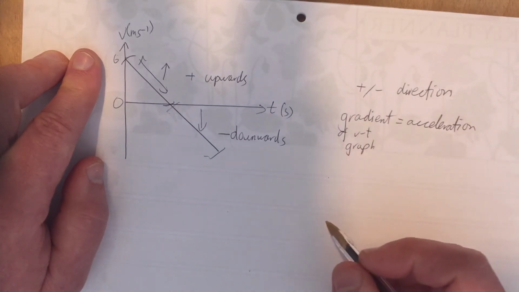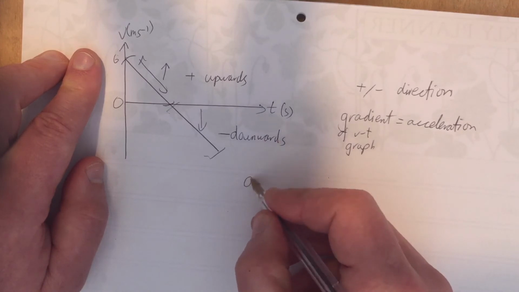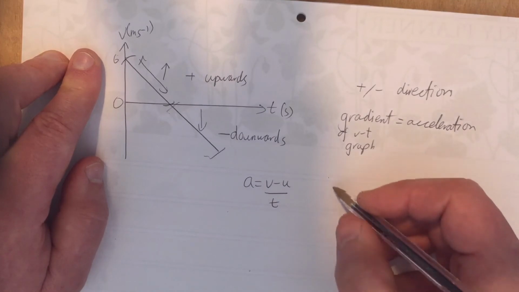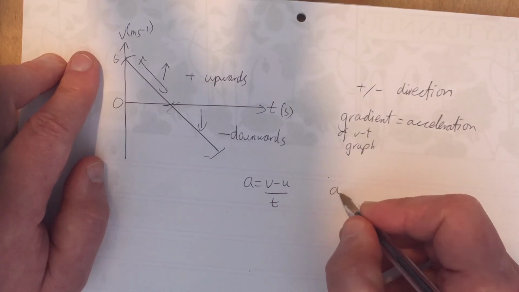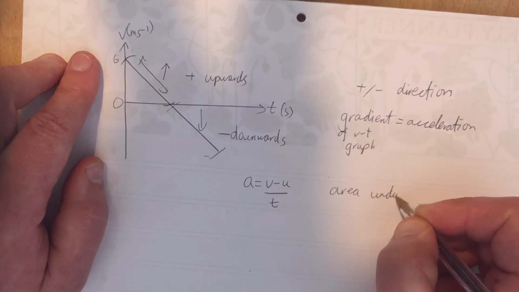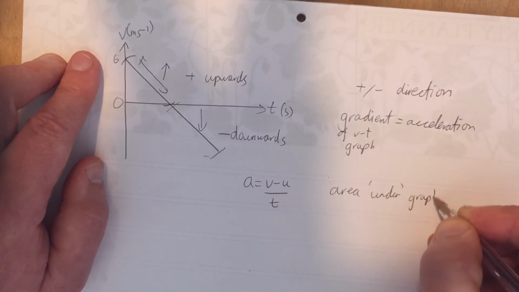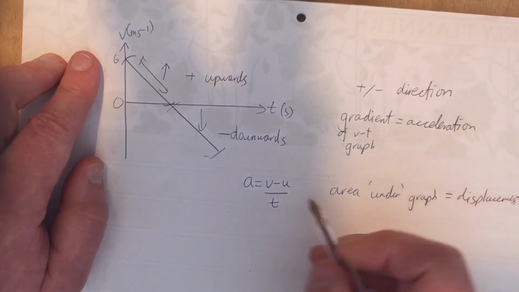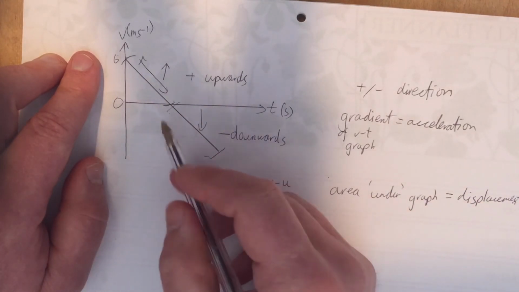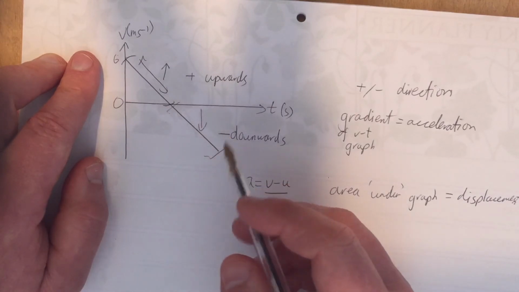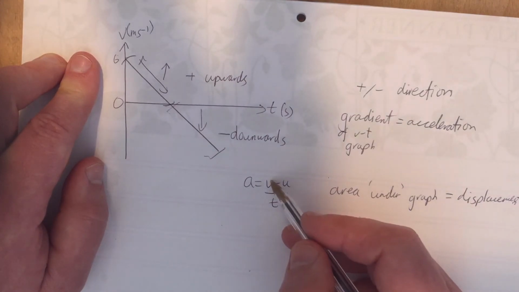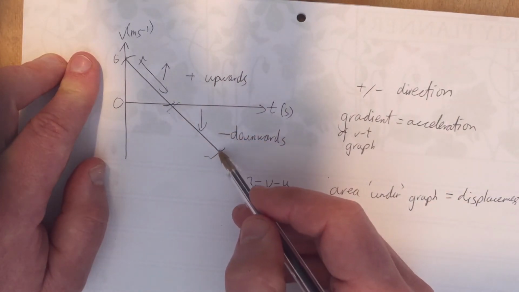The other and last thing that I wanted to point out here is that you can still use the equation a equals v minus u over t to calculate acceleration. And you can still use the concept of the area under the graph giving you the displacement, and it must be displacement here because we have a velocity-time graph and we've got positives and negatives. You can still use these to calculate in the same way. The only difference here is that for the acceleration, we're going to have some negative values. For instance, in this bit down here, we'd have a negative value.